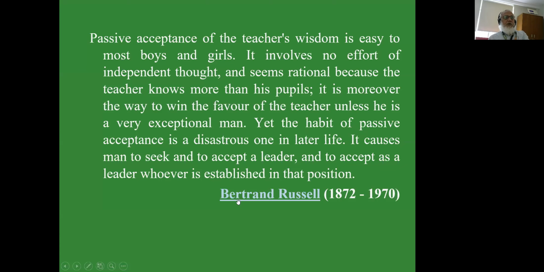Bertrand Russell, a quote for students: Passive acceptance of the teacher's wisdom is easy to most boys and girls. It involves no effort of independent thought and seems rational because the teacher knows more than his pupils. It is, moreover, the way to win the favor of the teacher unless he is a very exceptional man. Yet the habit of passive acceptance is a disastrous one in our intellectual life. It causes man to seek and to accept a leader, and to accept as a leader whoever is established in that position.